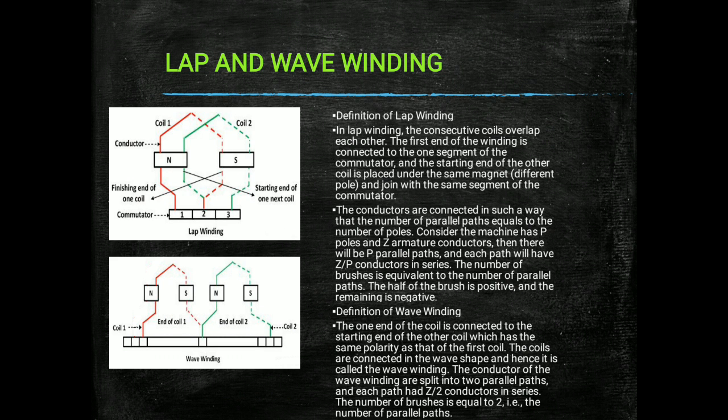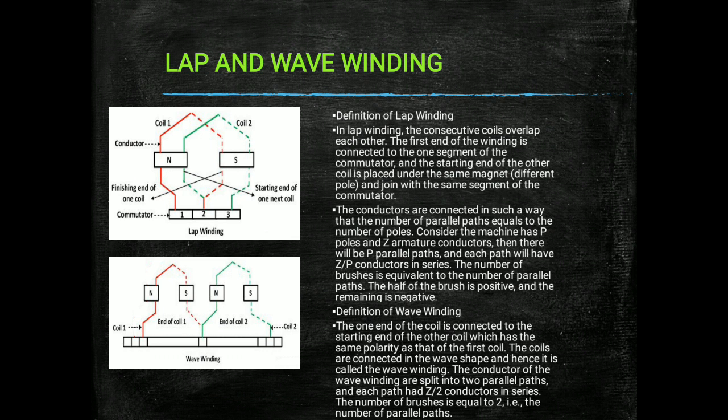So at first, lap winding. Lap means overlapping. In a lap winding, the consecutive coils overlap each other. The first end of the winding is connected to one segment of the commutator, and the starting end of the other coil is placed under the same magnet and joined with the same segment of the commutator. In case of lap winding, the parallel path A equals the number of poles, that is P, and the number of brushes is equivalent to the number of parallel paths.